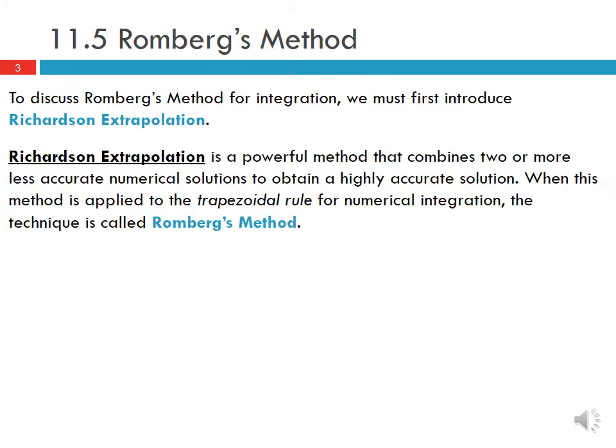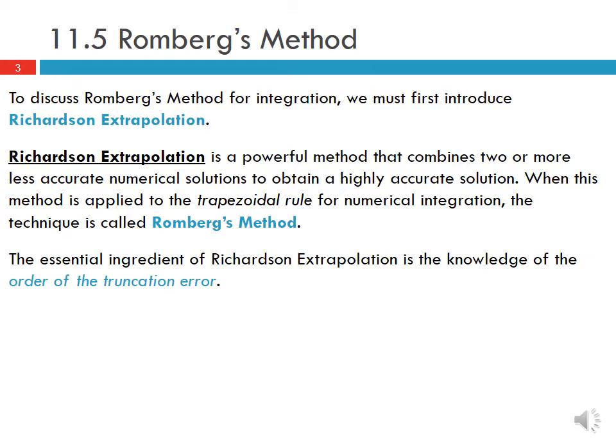Richardson Extrapolation is a powerful method that combines two or more less accurate numerical solutions to obtain a highly accurate solution. When this method is applied to the Trapezoidal Rule for numerical integration, the technique is called Romberg's method. The essential ingredient of Richardson Extrapolation is the knowledge of the order of the truncation error.